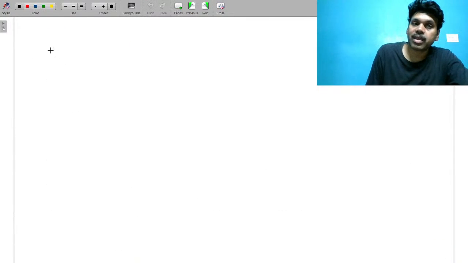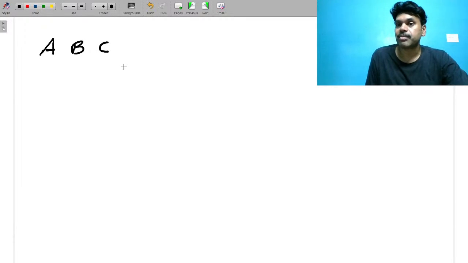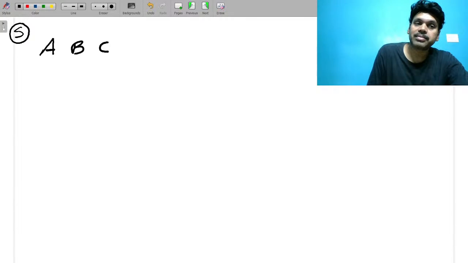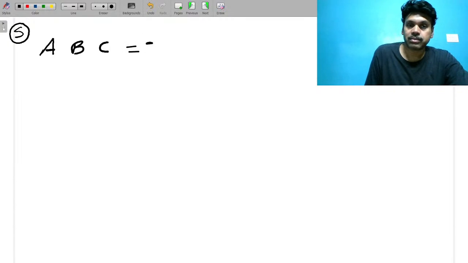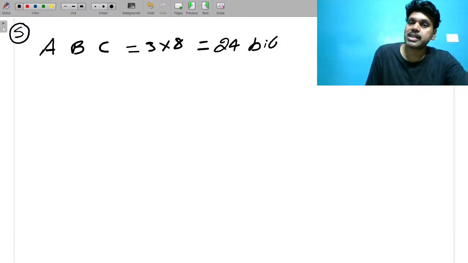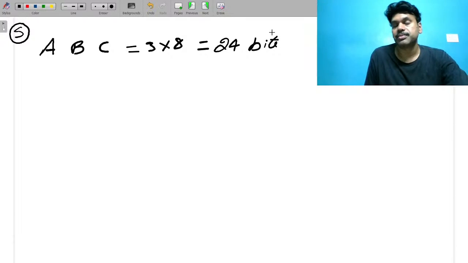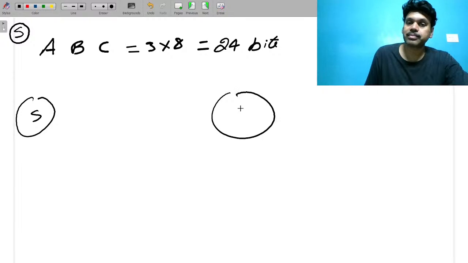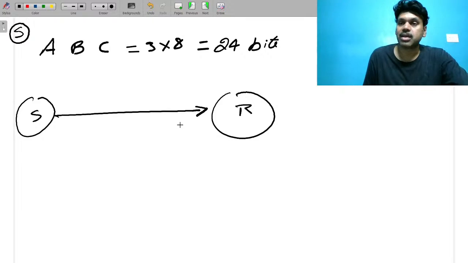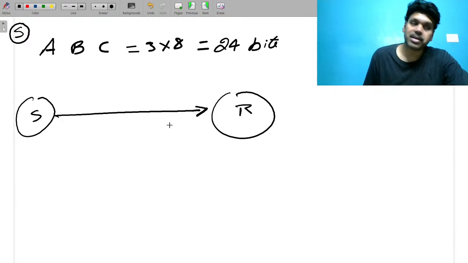I want to send 3 characters, ABC. This is the sender's wish. So 3 characters mean 3 into 8, 24 bits. I am using serial asynchronous mode, so there is only one medium between sender and receiver. On this only we are trying to place your 3 characters, nothing but 3 bytes.